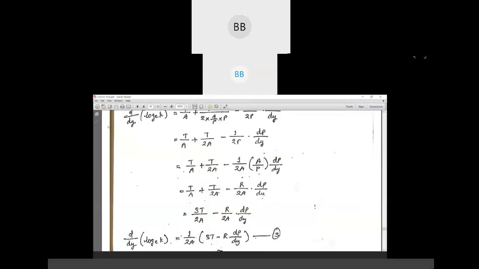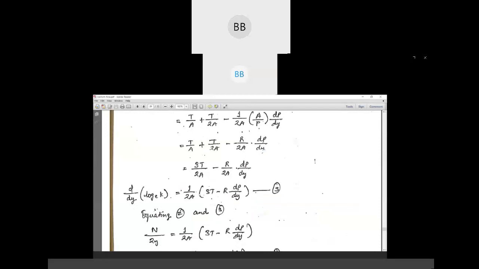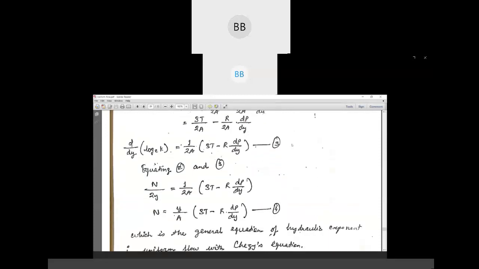So twice a is common, so we'll bring it out. Here also we have twice a, here also we have twice a. So 1 by twice a, we have brought it out. 3t minus r dp by dy. So this is our equation 3.